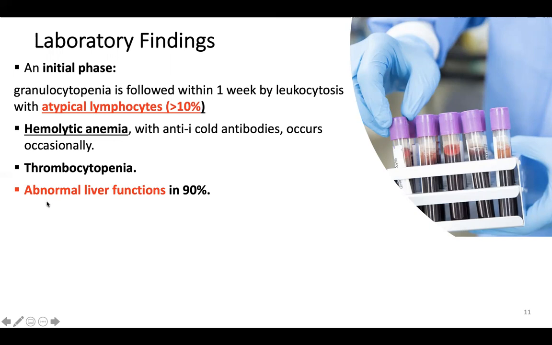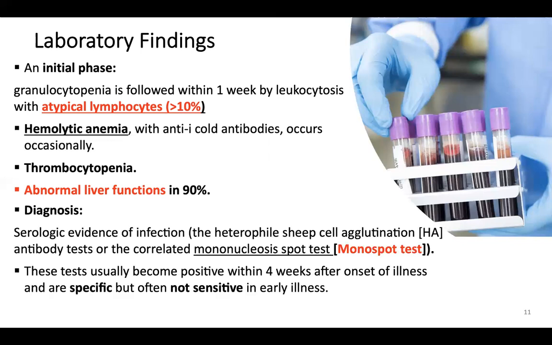As we mentioned, abnormal liver function could exist in 90% of the cases. So if you find a patient with an abnormal liver profile and they have features of viral infection, we have to keep a low threshold for mononucleosis-like diseases with the Epstein-Barr virus or the cytomegaloviruses.